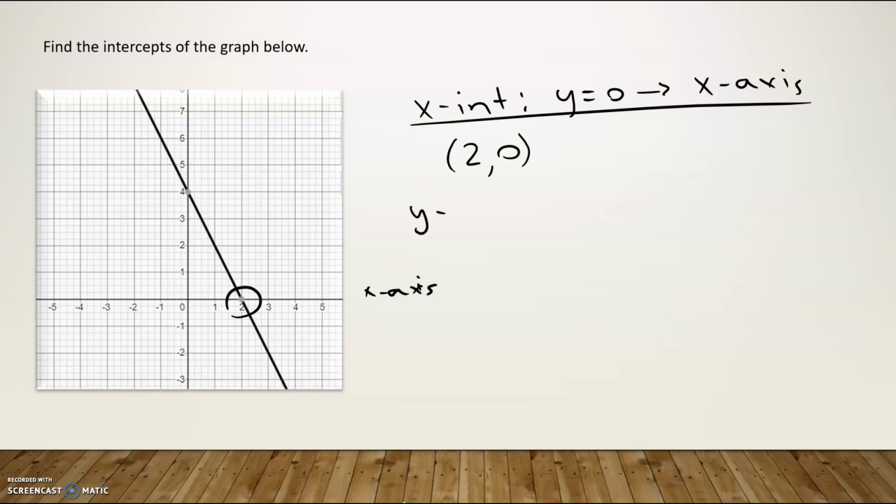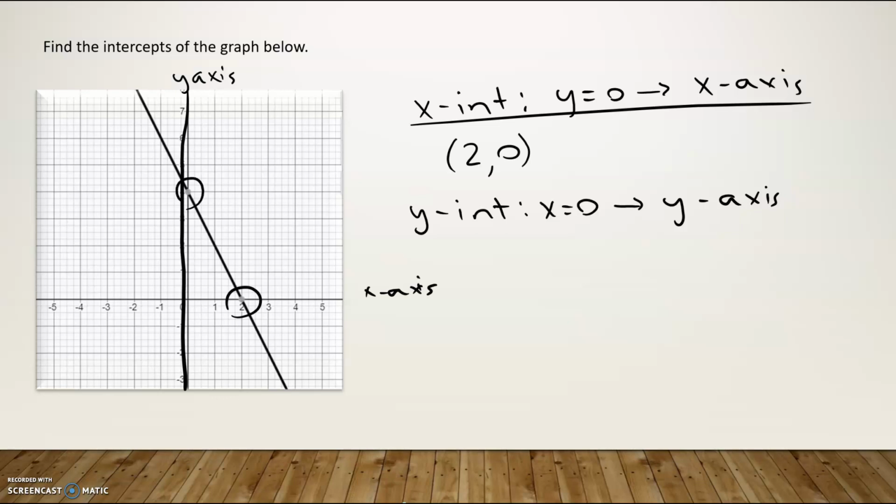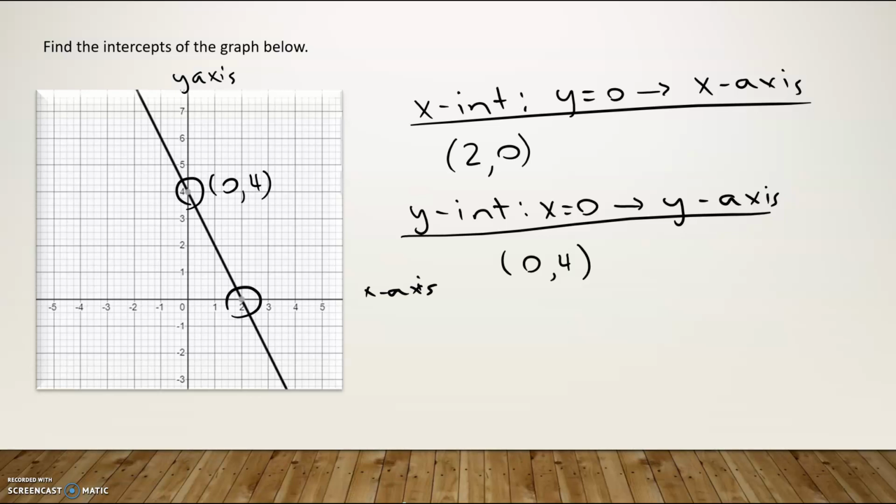Now the y-intercept, which means that x is going to be equal to 0, and x is only equal to 0 on the y-axis. So here's the y-axis right here, and it looks like the graph crosses right here. So that's the point (0, 4). Okay, so that means that the y-intercept is (0, 4).